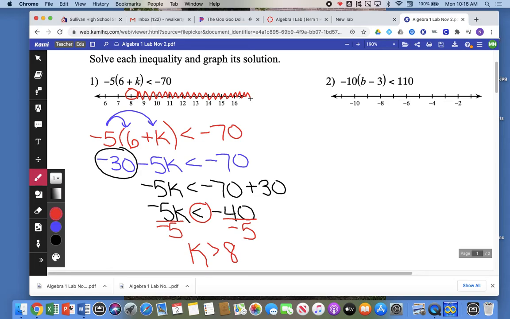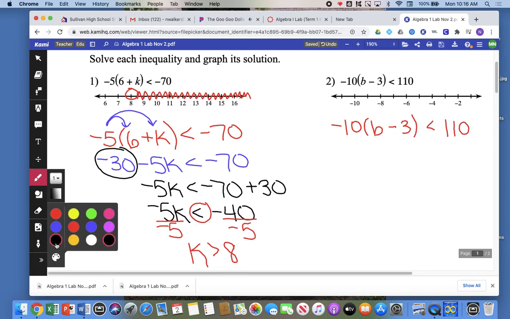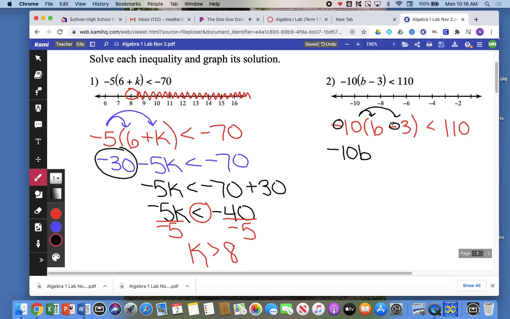All right, so guys, I'm ready to move on to the second one. All right, I am rewriting just because I don't like to mess with my original inequalities and I don't like to write in my number line. All right, we have got to distribute. What is negative 10 times b? Negative 10b. Now, guys, what's negative 10 times negative 3? Positive 30.